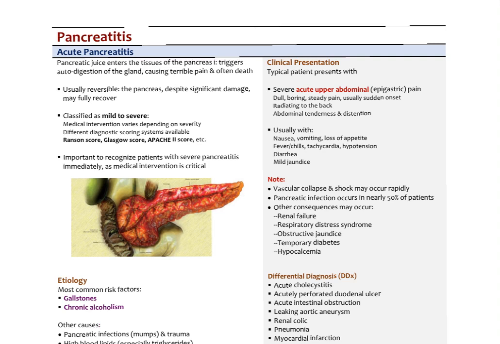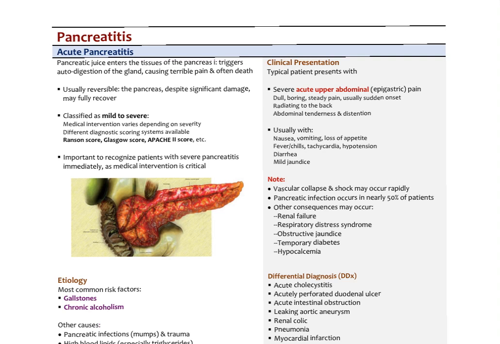So let's look at pancreatitis here first. So acute pancreatitis, the pancreatic juice actually enters the tissues of the pancreas, and once there, it triggers autodigestion of the gland, and that causes terrible pain. Often it can be fatal. It's usually, though, reversible if a person survives the episode.